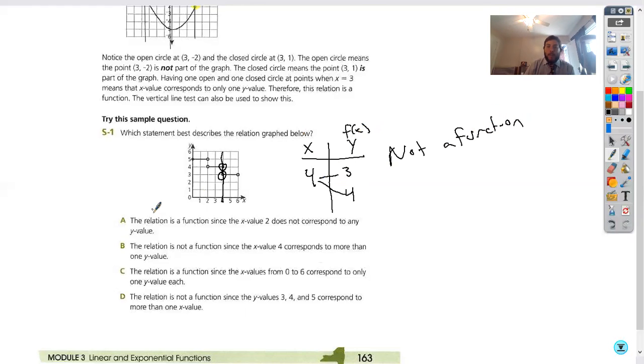So if we're looking at our answers down here, we automatically can cross off the ones that say it is a function. So it is not a function. And then if we take a look here, the relation is not a function since the x value 4 corresponds to more than one y value, which is our correct answer here. Because the y values can correspond to more than one x, but x cannot correspond to more than one y. So your answer is choice B.